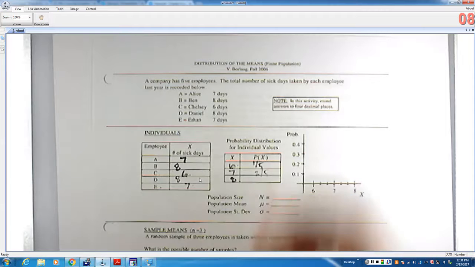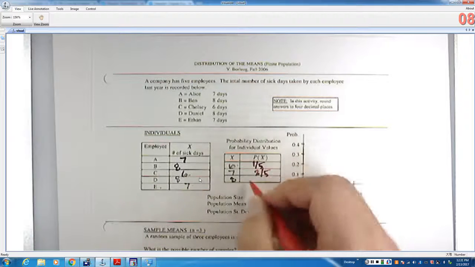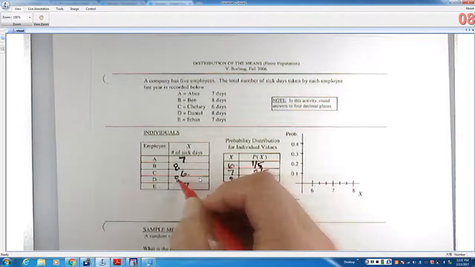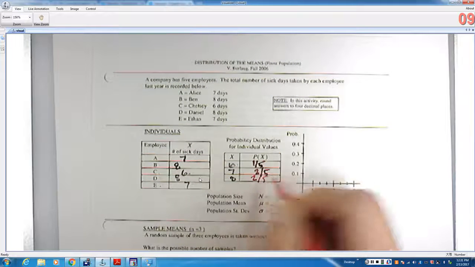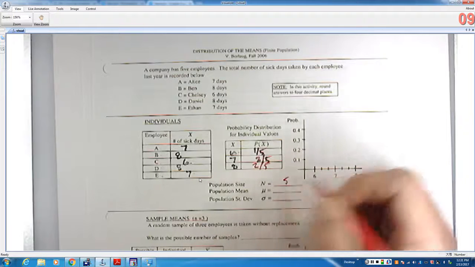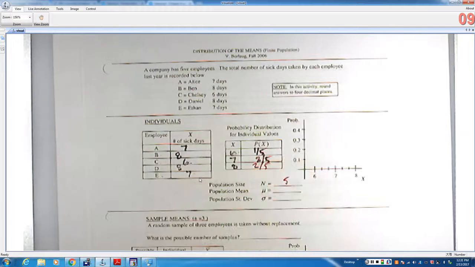So we had 1 divided by 5, and we had 2 divided by 5. And how many 8s do we have? 2 divided by 5. Okay, so we have that. What is your population size? How many people do you have there? 5. What is your population mean? What you're going to do is add all these numbers together and divide by how many you had. So add 7, 8, 6, 8, and 7, and divide by 5. Then that gives you your population mean.